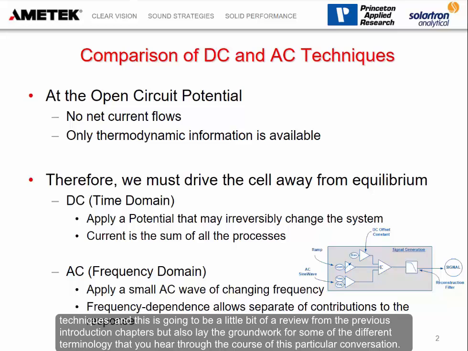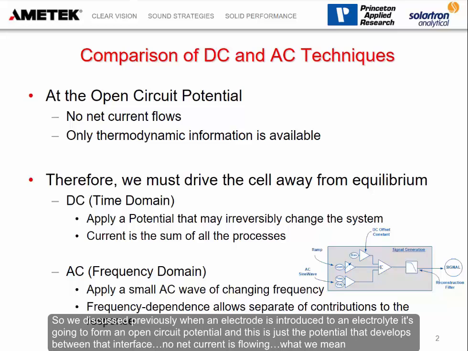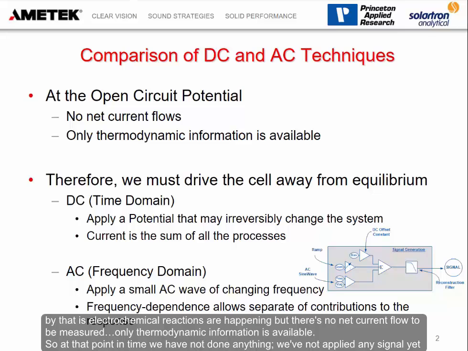So we discussed previously when an electrode is introduced to an electrolyte, it's going to form an open circuit potential, and so this is just the potential that develops between that interface. At that interface, no net current is flowing. What we mean by that is electrochemical reactions are happening, but there's no net current flow to be measured. Only thermodynamic information is available. So at that point in time, we have not done anything. We've not applied any signal yet.